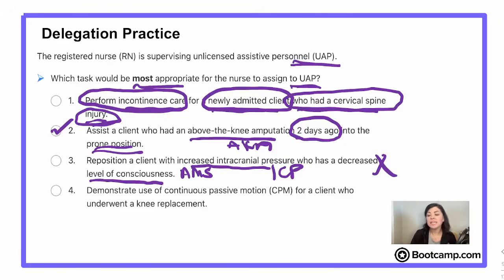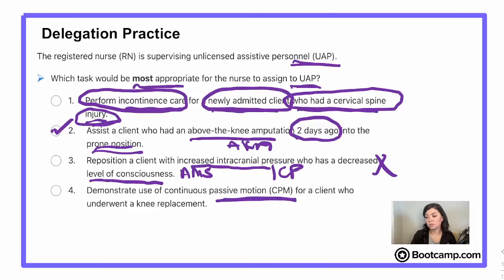Last option, demonstrate use of continuous passive motion for a client who underwent a knee replacement. So CPM, we usually have those passive CPM devices where that knee joint is made to just move in a stepping position to reduce scar tissue.